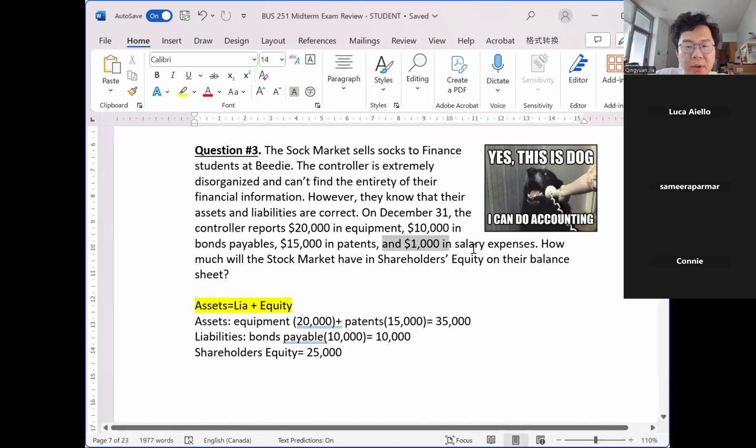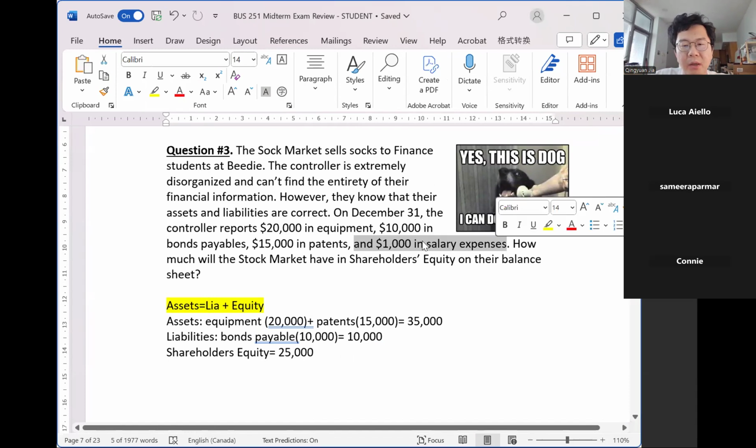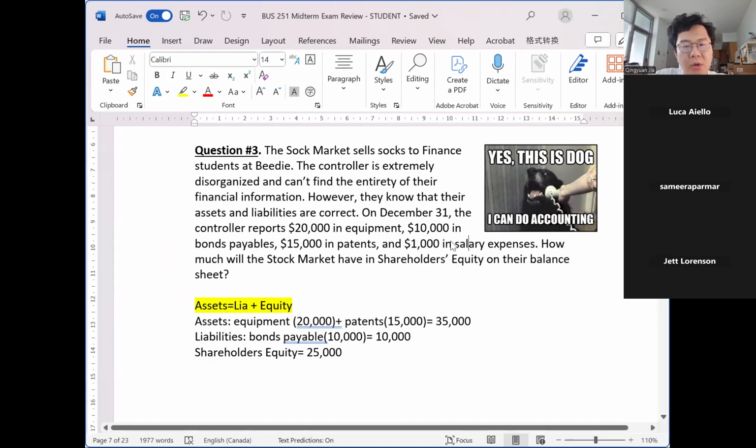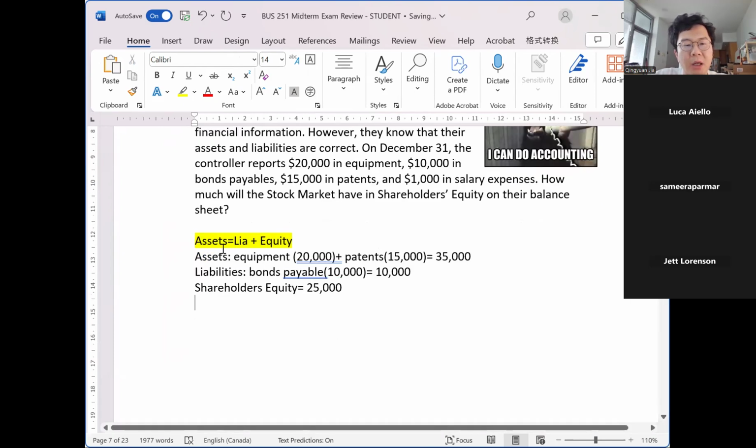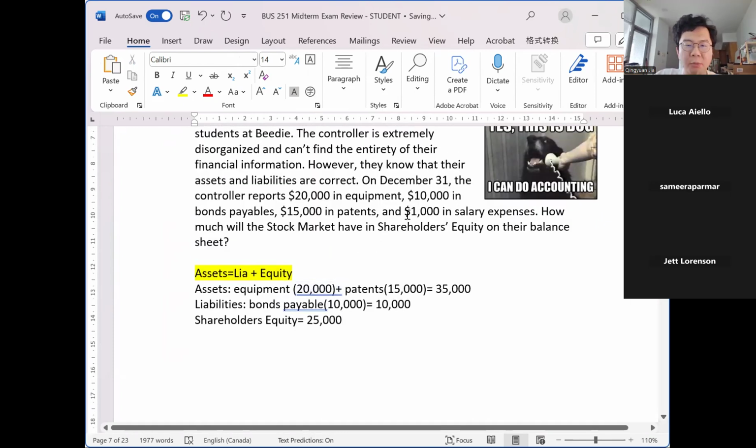And this is very simple, and it is how shareholders' equity is calculated. And for this one, 1,000 in salary expenses. So this is an expense account, and this 1,000 expense is included in the calculation of retained earnings in shareholders' equity. So we will not use this 1,000 in salary expenses here. We will simply get the answer from assets minus liabilities. Don't get confused here.